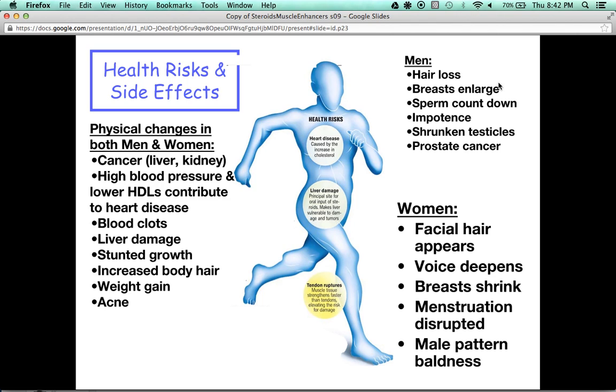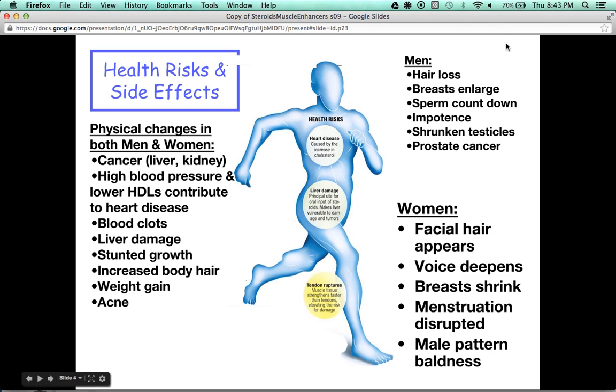Now, some of the side effects and health risks that are most associated with men are hair loss. They can start seeing their breasts get enlarged. Their sperm count can go down, which would make it harder for them to have children. Impotence is the inability to have children. Shrunken testicles, and prostate cancer. Now, even in women, if they're taking steroids, facial hair can start appearing. Their voice can start getting deeper. Their breasts can start to shrink. Their menstrual cycle can be disrupted, and they can start developing male pattern baldness. They can actually start going bald on the head, as well as growing a beard.